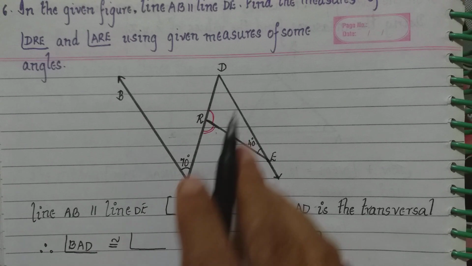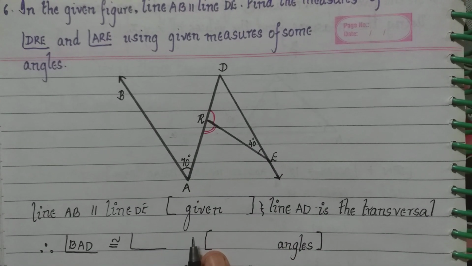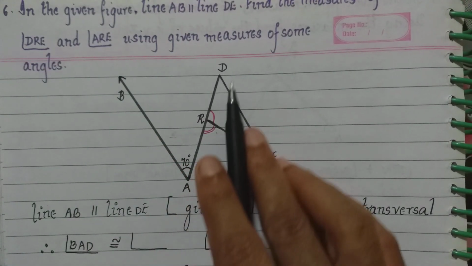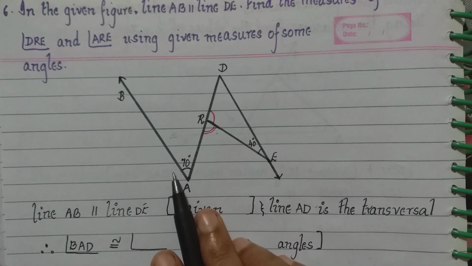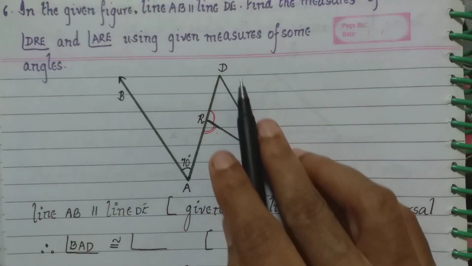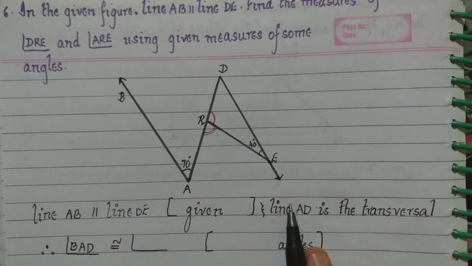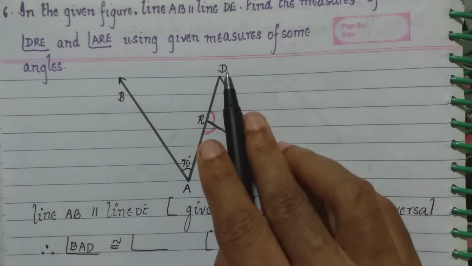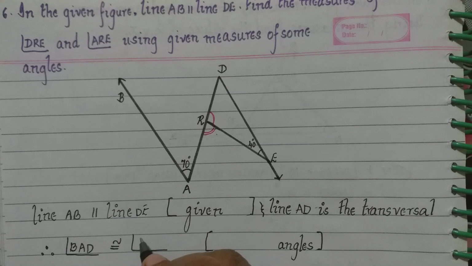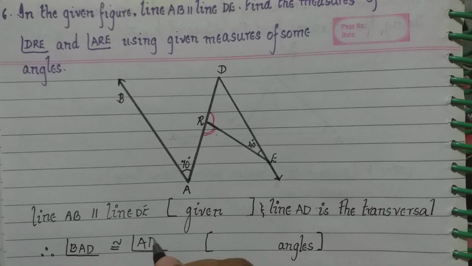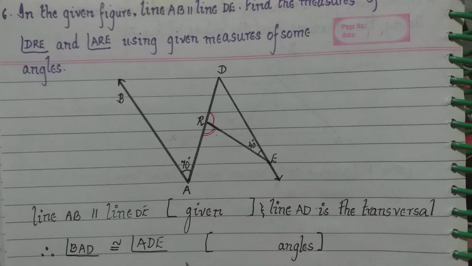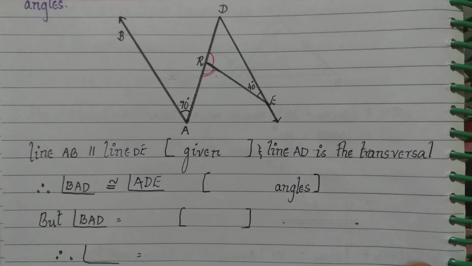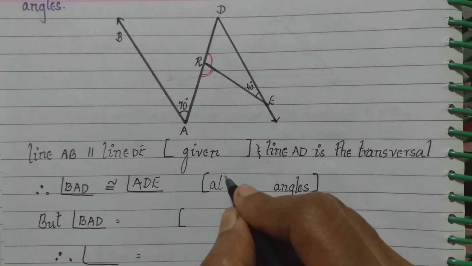Now, once that forms the transversal, we have a pair of alternate angles. Now, which are the alternate angles? Angle BAD is here, and the other alternate angle will be angle ADE. So, angle BAD is congruent to angle ADE. So, I write here angle BAD congruent to angle ADE. What type of angles did I say they are? We said they are alternate angles. So, I write here alternate angles.